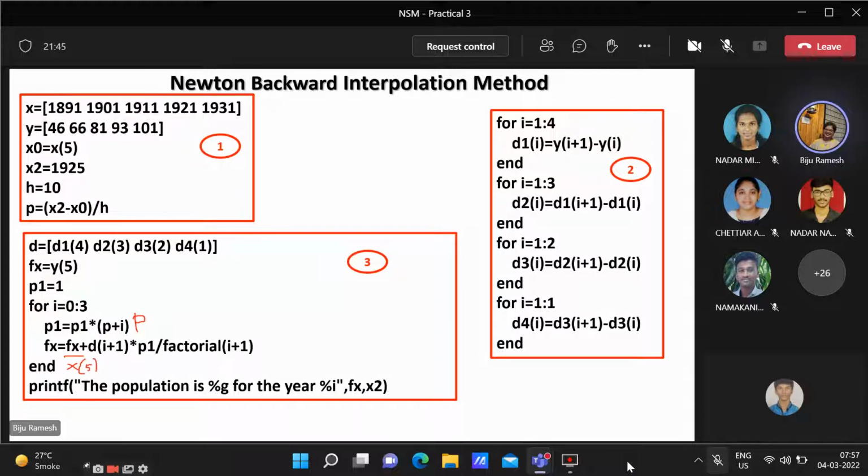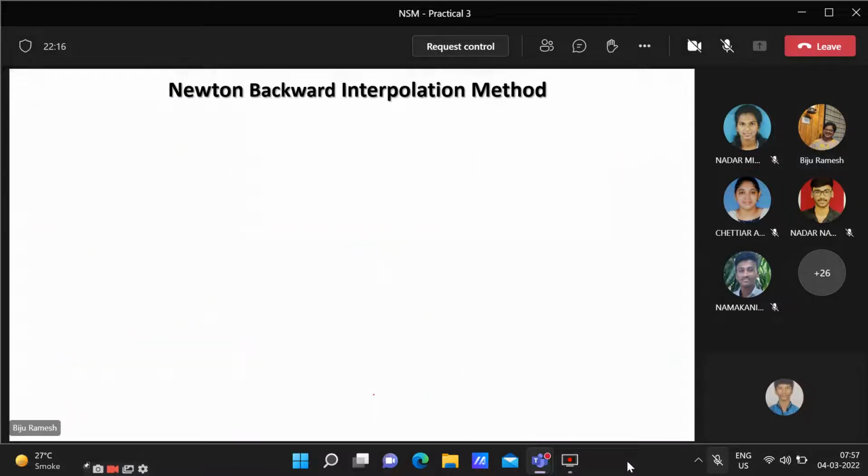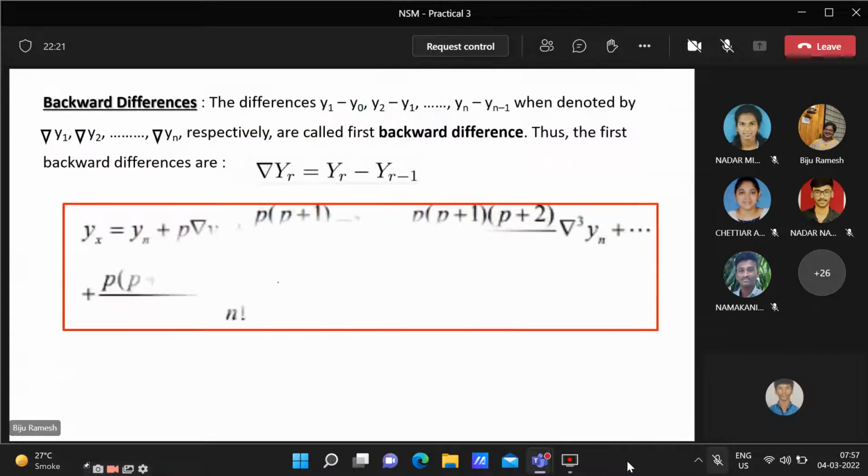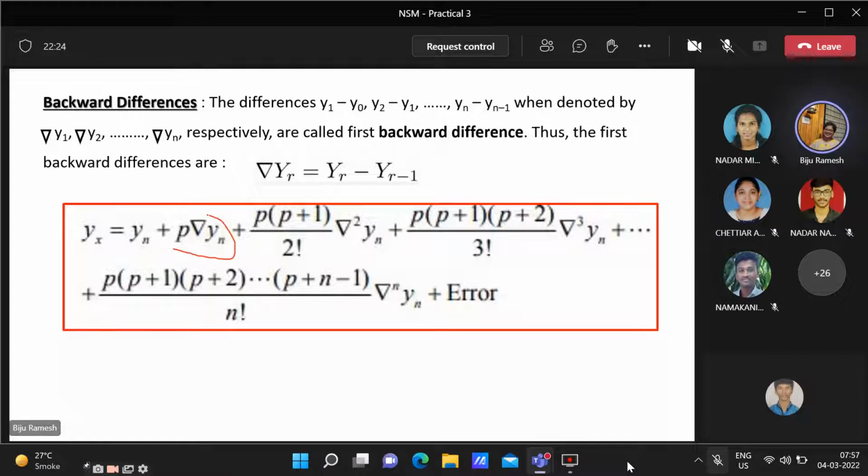That is nothing but, in your formula, it is yn, plus d of I plus 1. What is this? This is the backward difference. That is being used over here into P1. So in the first case, it will be P divided by 1 factorial, because I is 0 in the first case, 0 plus 1 is 1. So the first part of the formula is over.